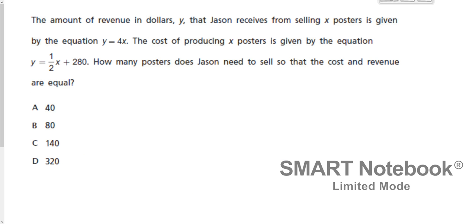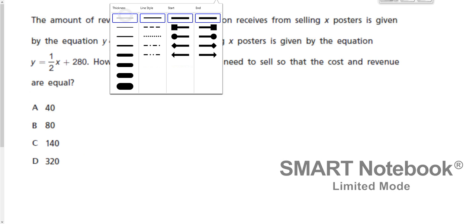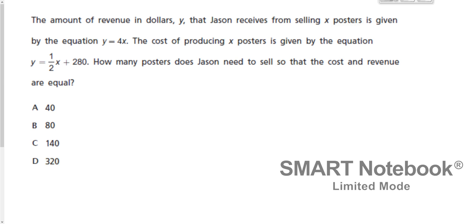Here's another word problem. So the amount of revenue that Jason receives, that's how much money he's going to make from selling X posters, is given by this equation.